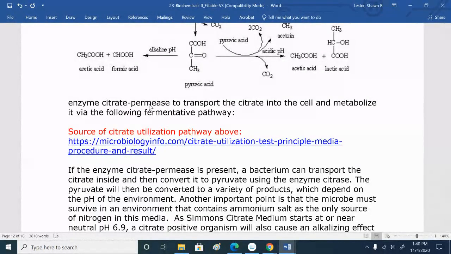So we are going to have a pH indicator, which is usually bromothymol blue, which is green at a neutral pH, and at an alkaline pH, it turns a beautiful blue color. Such a pretty blue color. Really is nice. And so what we look for is green to blue as a positive test result.